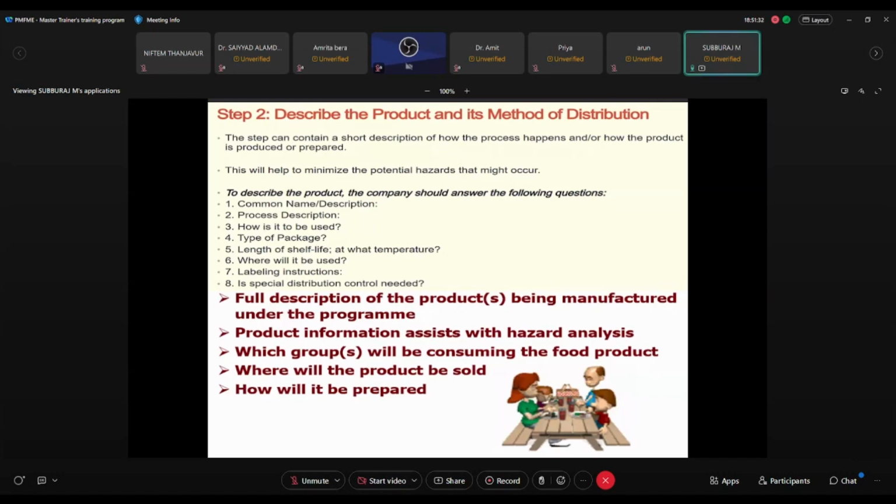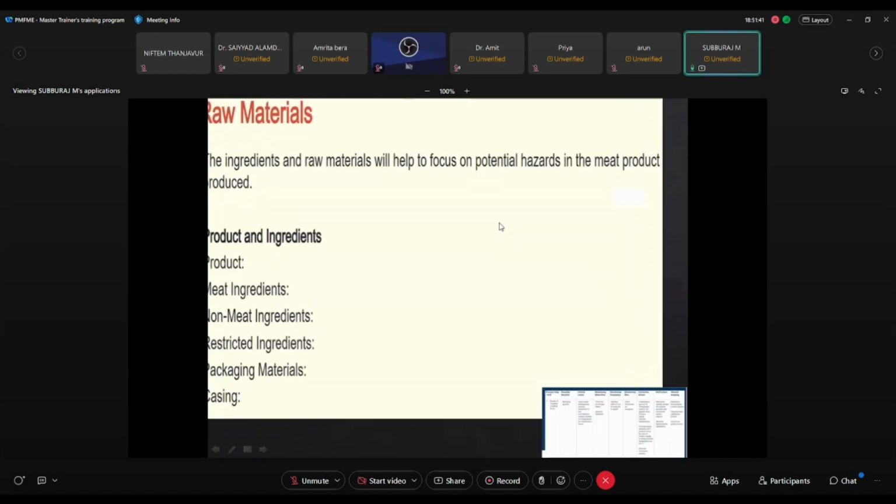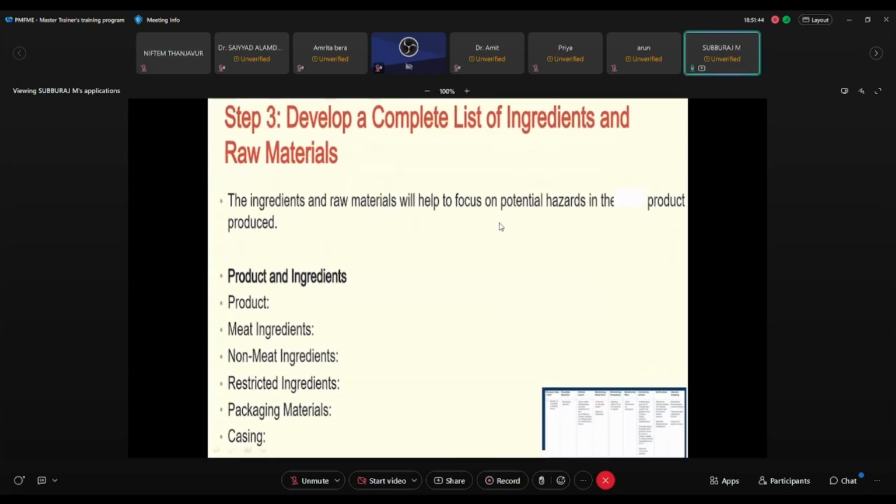So first we collect the material, assemble the team, and describe the product and its method of distribution. Then next, very, very important, you have to see this: develop a complete list of ingredients and raw materials. Do you know the difference between ingredients and raw materials? Salt is an ingredient. Sometimes color may be added, that is an ingredient. If you are adding wheat, that is a raw material. If you are adding rice, that is a raw material. If you are adding any preservative, that is an ingredient.